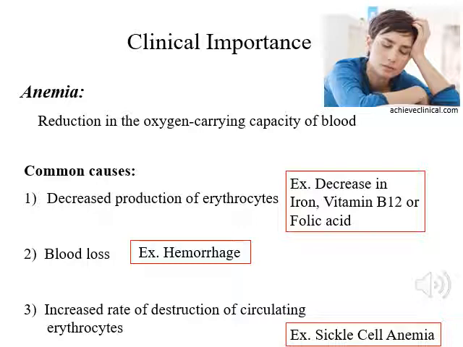And then we can also see anemia because of increased rates of destruction of the circulating erythrocytes. A good example of this is sickle cell anemia, where the appropriate nice biconcave shape of the red blood cell is affected. Hence, macrophages, particularly within the spleen, are destroying the red blood cells too quickly.